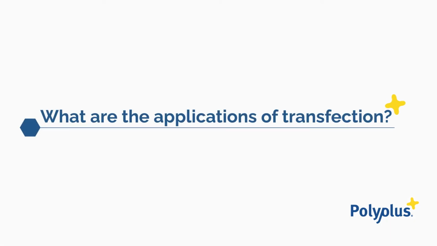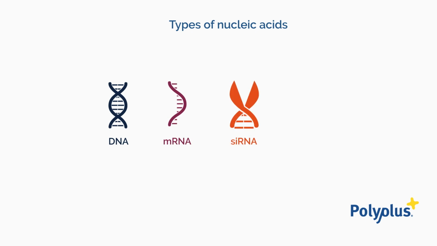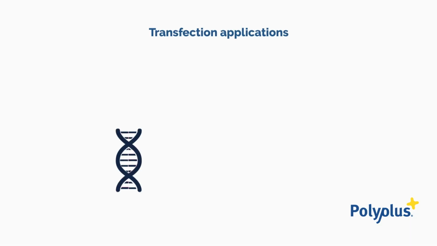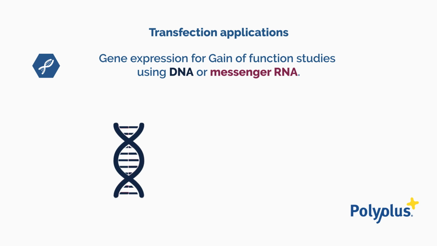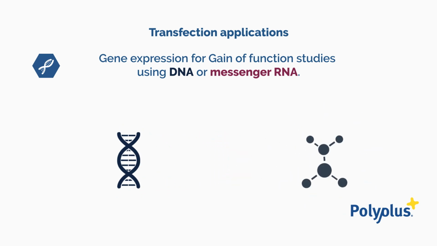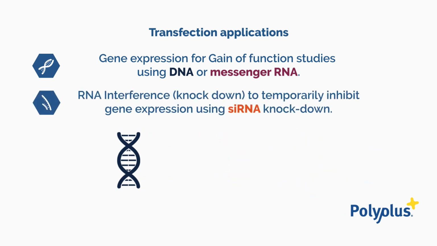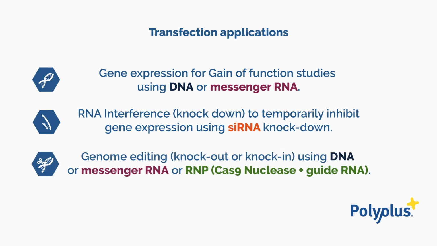Let's now take a step back to fully grasp what this technique can do. Nucleic acids do not only include DNA, it also includes RNA molecules, mRNA and other RNA like siRNA and guide RNA. There are two main transfection applications. Gain-of-function studies: protein overexpression is achieved by transfecting DNA or mRNA. Loss-of-function studies: the protein is either transiently knocked down or, using a genome editing approach, irreversibly knocked out or modified.